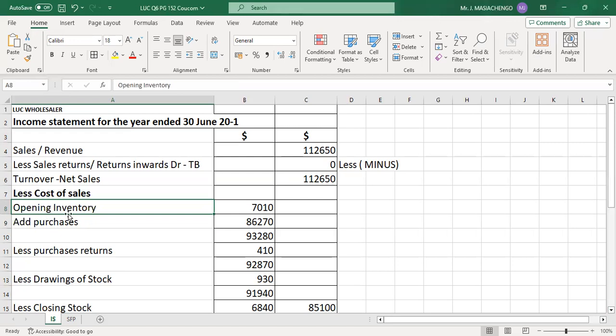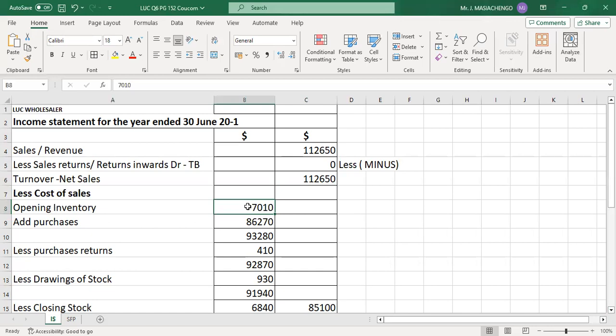So we start with our opening inventory. Our opening inventory, like in our case, I indicated, you can check, I indicated the one that is opening inventory. You can actually see opening inventory, closing inventory. So let's say we started our business with stock, or as we were beginning the year, we had something in our stock or in our warehouse that we wanted to sell to start with.